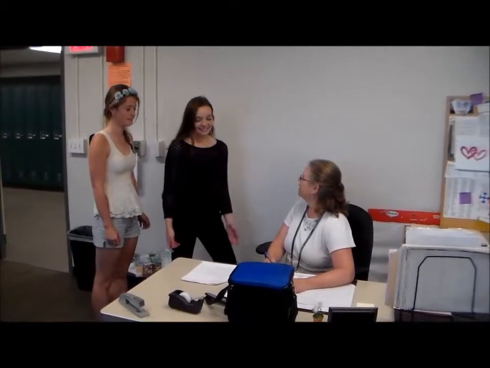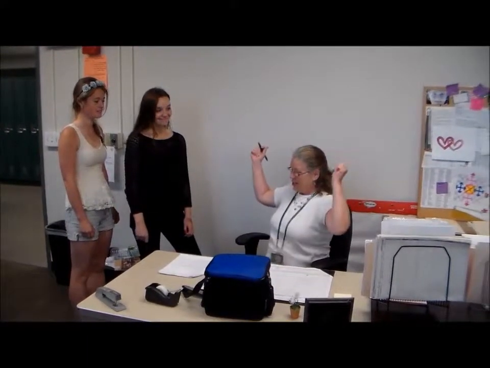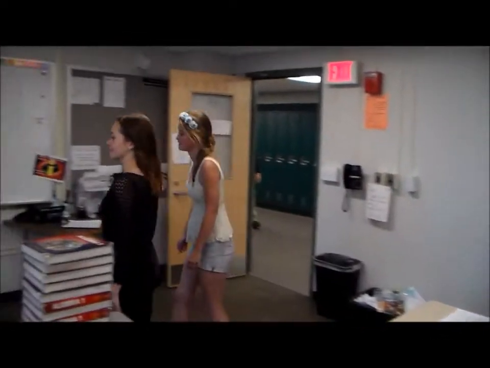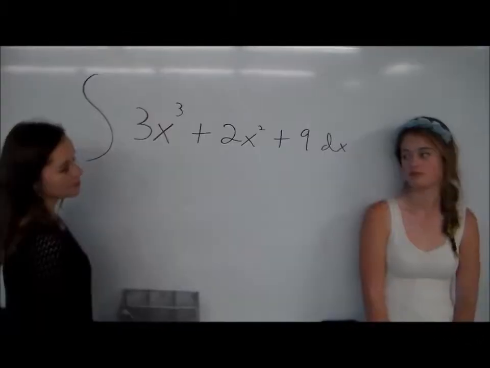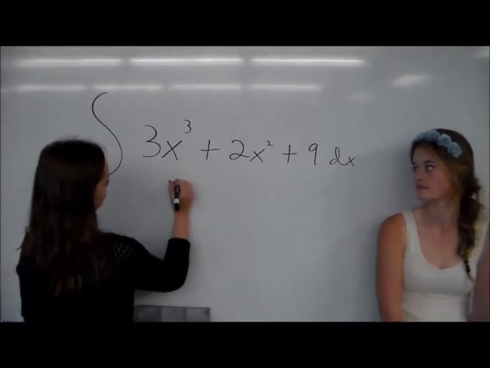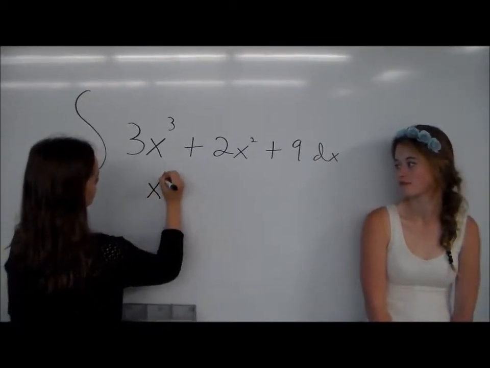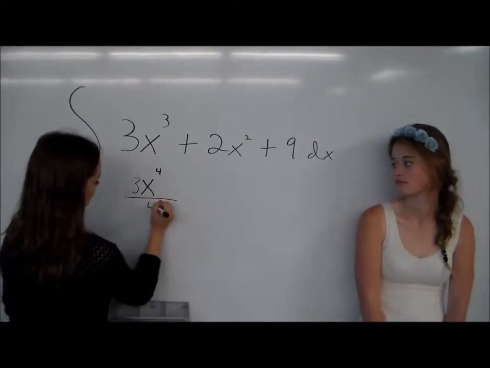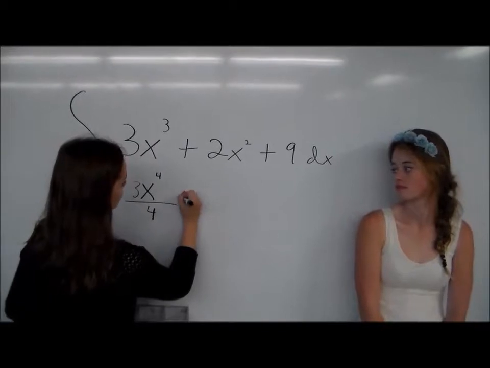Mrs. Wheeler, we figured out where C was, or rather what C is. Awesome! All right, do the last problem on the board so that I know that you get it, okay? To solve this indefinite integral, first we need to raise the exponent. So in this case, for the first variable, we will raise it to x to the fourth, and we'll divide by the new exponent. We'll do the same for the next variable.